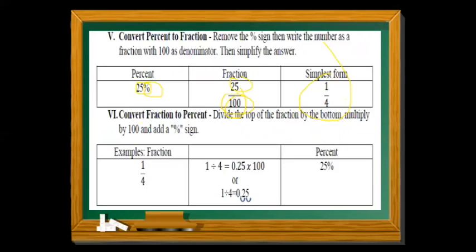And then, the last one, convert fraction to percent. So divide the top of the fraction by the bottom, multiply by 100, and add the percent sign. So yun lang din siya. We will just divide 1 divided by 4, that's gonna be 0.25. And then, dahil decimal point na siya, we will just make it a percent. We will just multiply it by 100, or we will just move the decimal point 2 places to the right. Diba? So from this decimal point, mag-move tayo dyan 1, 2 hanggang maging siyang 25, and then add the percent sign.